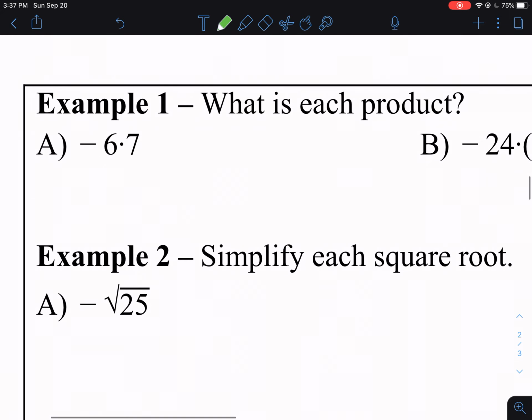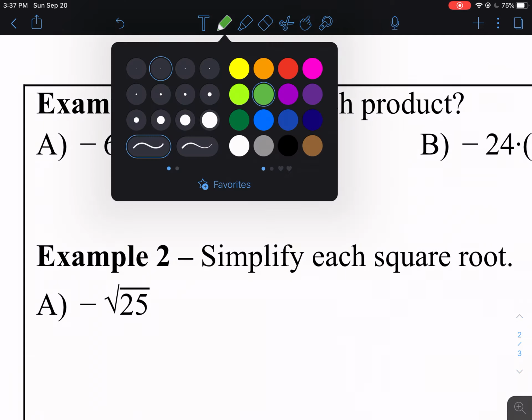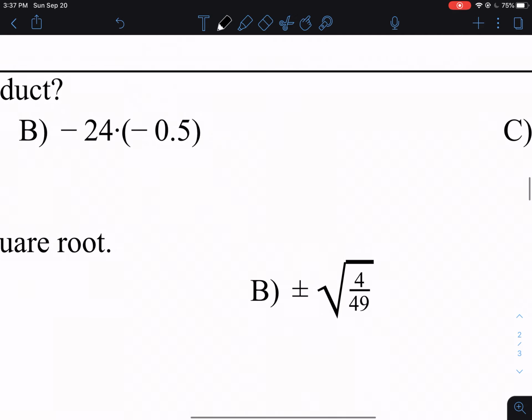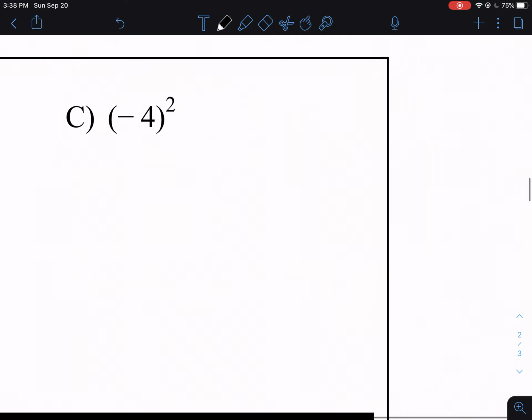Negative 6 times 7. Well, there's only one negative sign here, so that is a negative 42. Negative 24 times negative 0.5. Well, a negative times a negative is a positive, and that's 12. Or you can just say that is 12. You don't need a positive sign on there. That's totally fine.